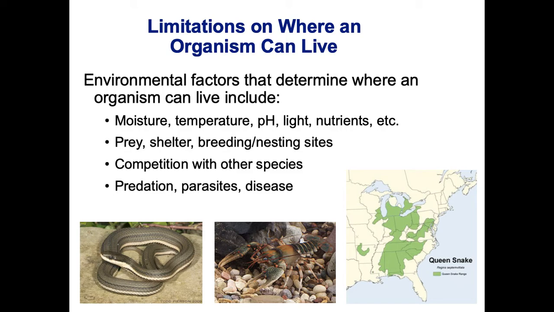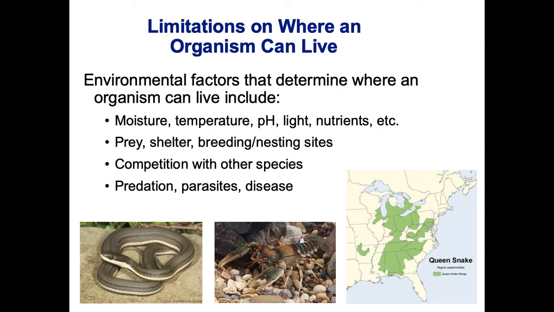So, environmental factors can determine where an organism can live. And these include lots of different things. It might include the abiotic environment, which, if you'll remember, are the non-living parts of an ecosystem. So that could be moisture, temperature, pH, light, nutrients. It also involves other species as well. So the prey, shelter needed, breeding and nesting sites.